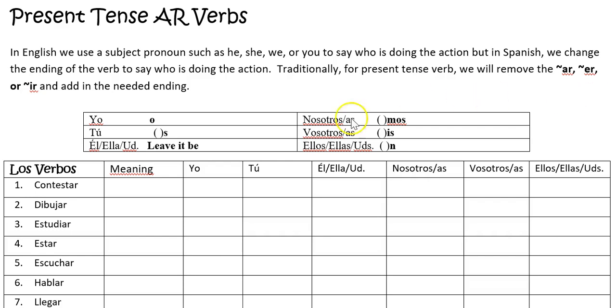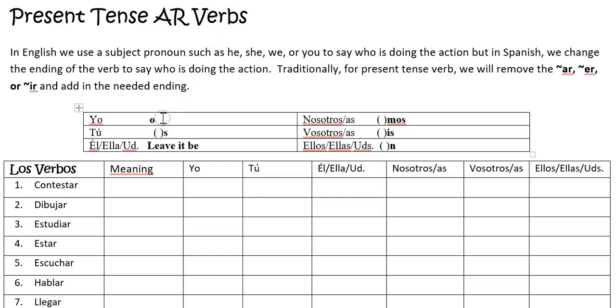Now, remember in Spanish, we don't really need to use the pronouns, the él, ella, nosotros, tú, or yo, because what we really do is we look at the endings of the verbs. So step one, we're going to remove the last two letters. In Spanish, we teach that there are AR verbs, ER verbs, and IR verbs. This handout is going to focus on the AR verbs.